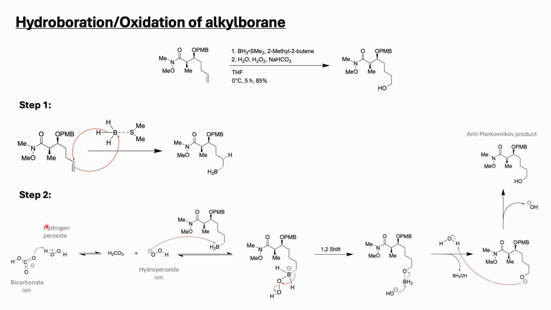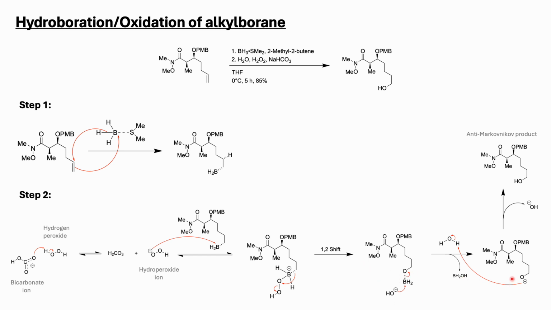Next, we deprotonate this hydrogen peroxide with the bicarbonate ion from NaHCO3 to give us H2CO3 and this hydroperoxide ion. This now becomes our nucleophile, which will attach onto the boron of the monoalkyl borane made in step 1. The OH group of the hydroperoxide ion is a good leaving group, which then promotes a 1,2-shift and ultimately results in the detachment of BH2.